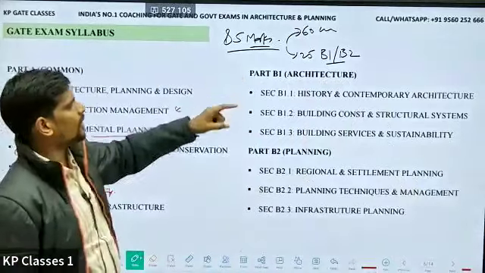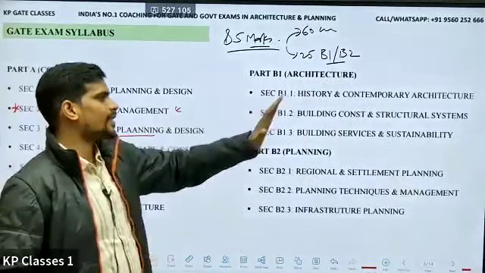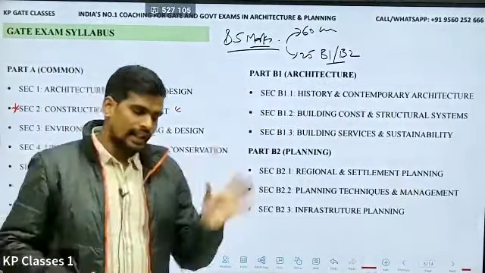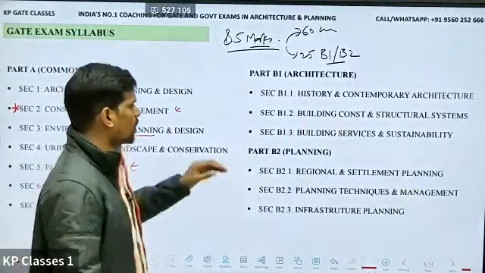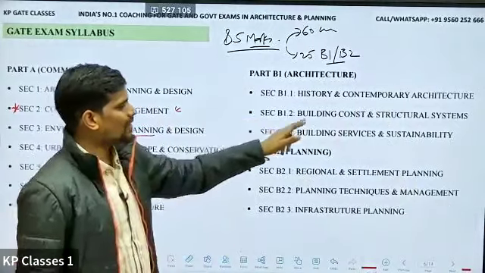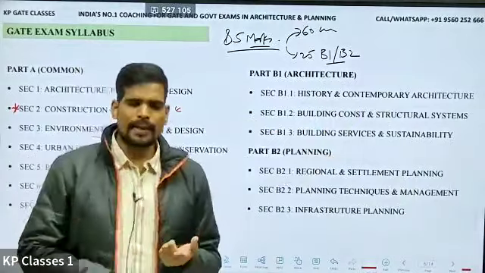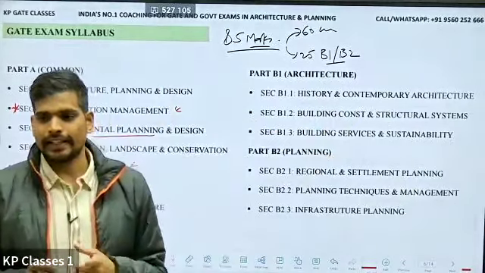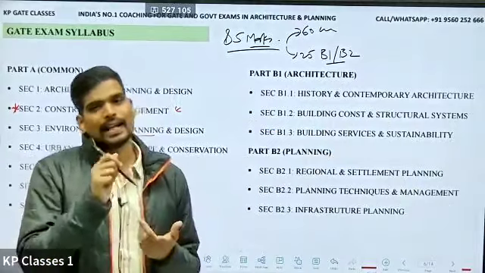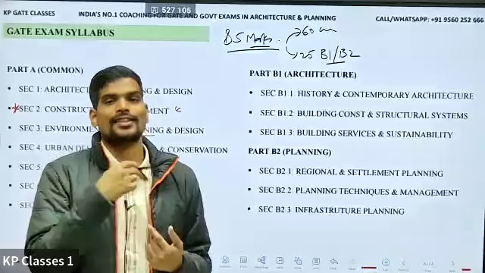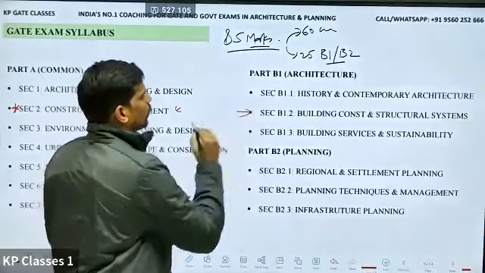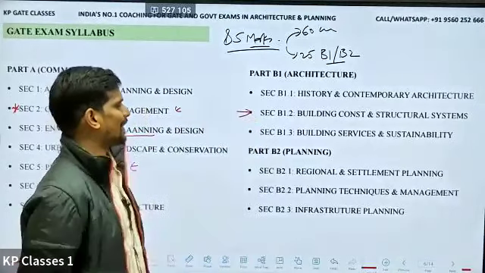As far as the architecture part is considered, the first section is history and contemporary architecture, where you have architects and the works and all the historic Indian and Western history of architecture. Then the second section is building construction and structural systems, where you have building materials, building construction and structural calculations, basically involving topics like shear force diagram, bending moment diagram, shear stress, bending stress, truss analysis. All that is included. Even the IS code, IS 456, all that is included in this section.